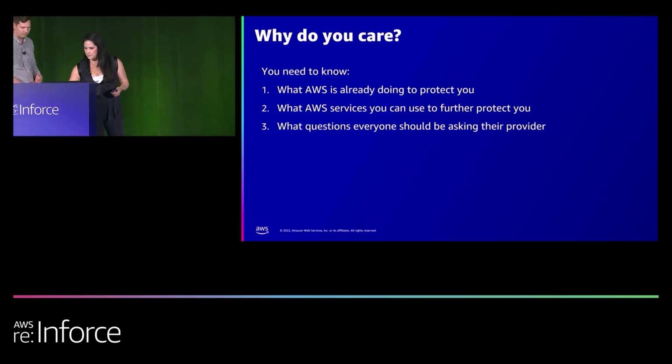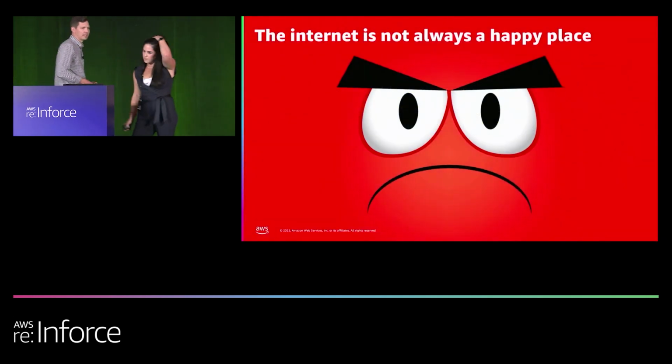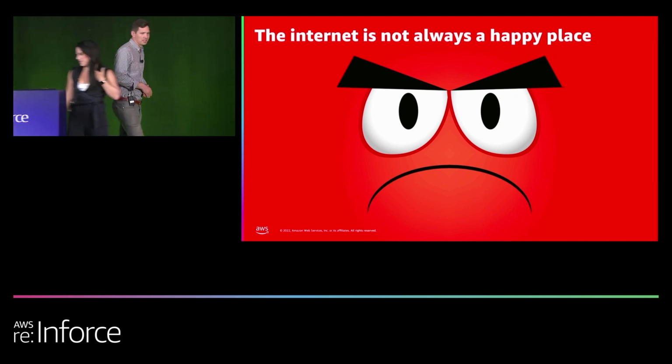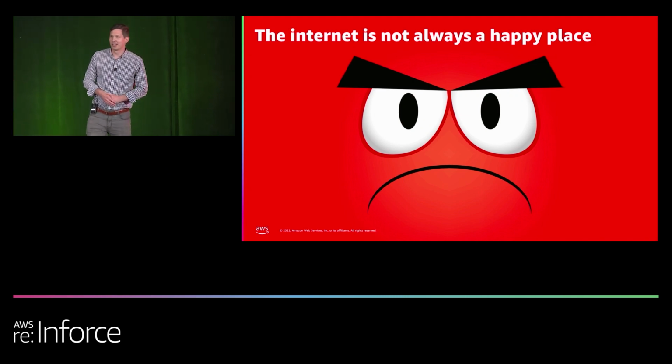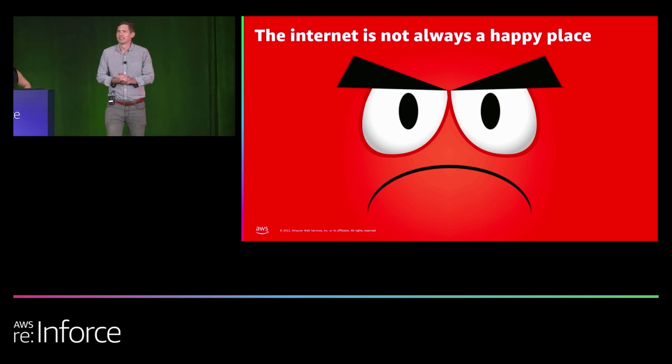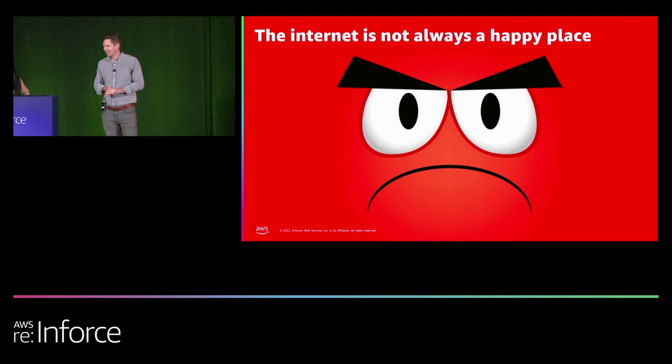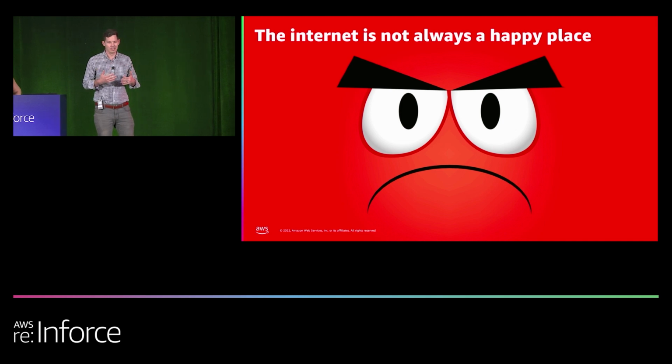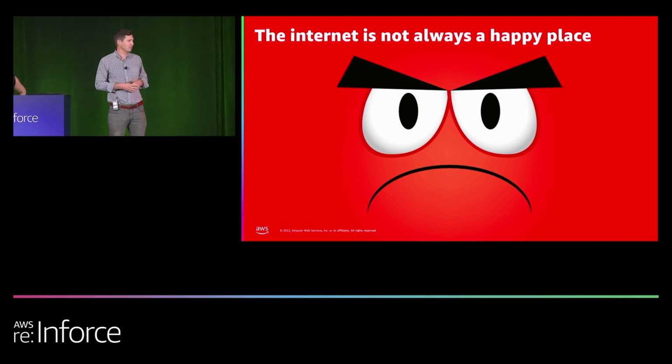All right, so this may be a revelation to you or it may not, depending on whether you're in the security field or not, but the internet is not always a happy place. I'm sorry if that's the first time you're hearing it, but it is absolutely not always happy. There are areas of it that are dark and dingy and dirty, and we as AWS see a lot of this. We do a good job of protecting you from it, even though you may not know it.